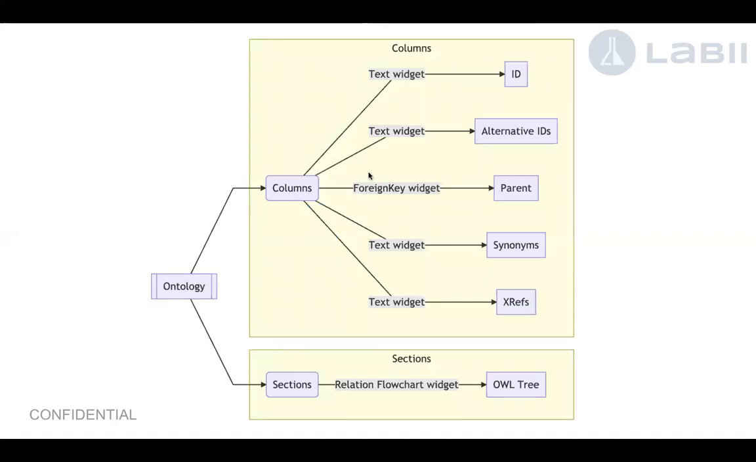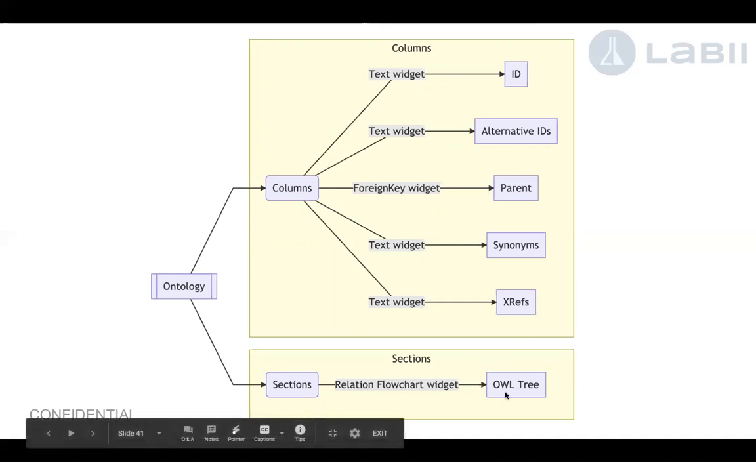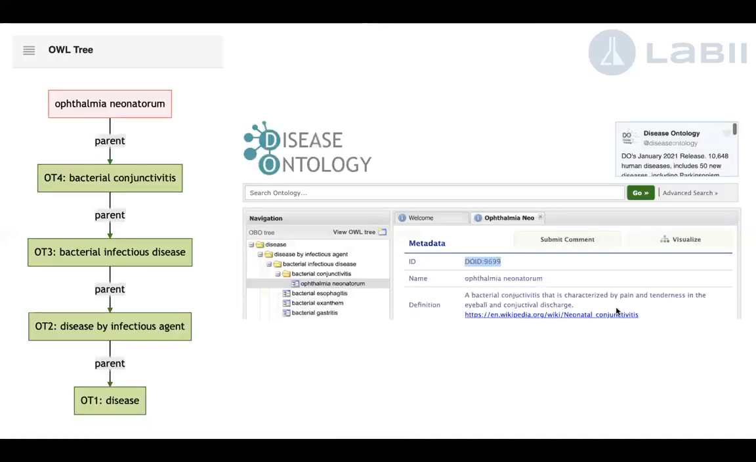And then with that, the columns that you have, for example, you will have the ontology ID, and you can build your own ontology. What are the alternative IDs? What's the parent? What are the synonyms? What other references are associated with it? It can also build this OWL tree for you. So let me show you.